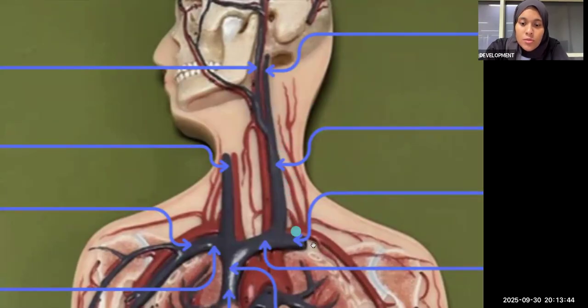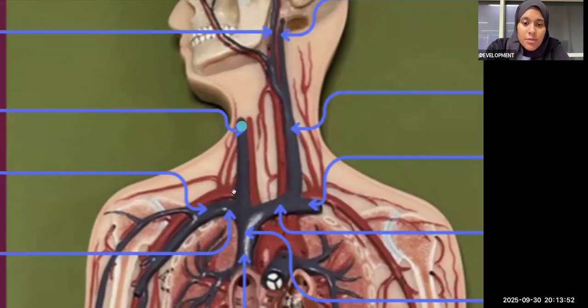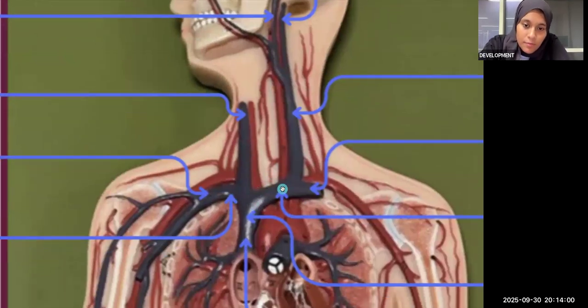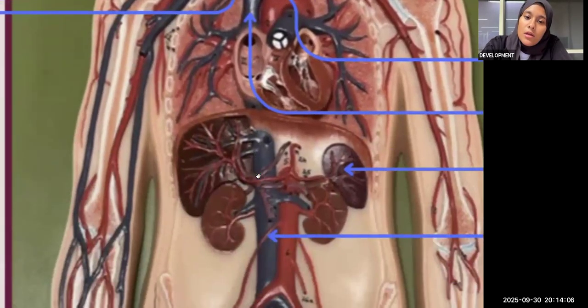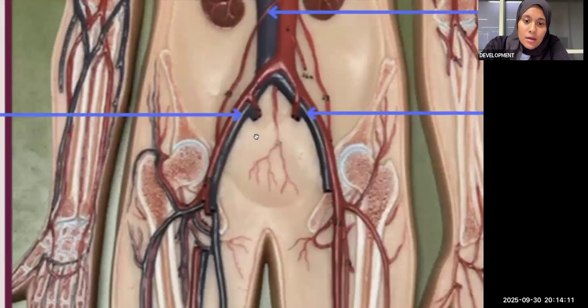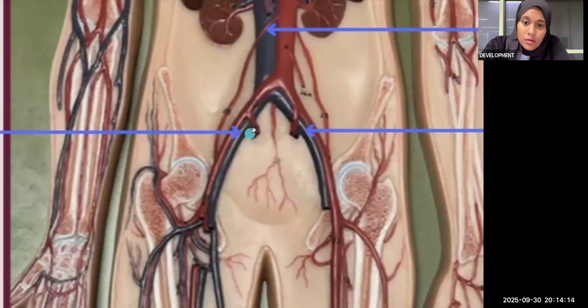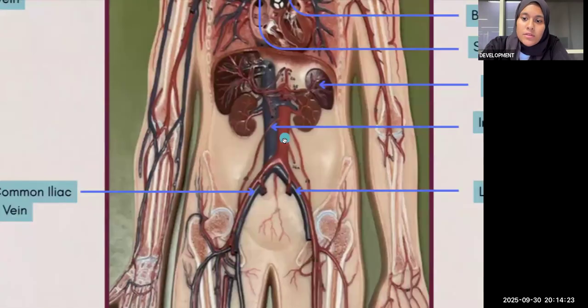The left jugular vein joins with the left subclavian vein to become the left brachiocephalic vein. And then the same thing happens here: right jugular with the right subclavian to become the right brachiocephalic vein. So you see how small it is compared to the left one? And then they both join together to become the SVC, superior vena cava. And then you go down, here's your IVC, your inferior vena cava. Same exact thing: internal iliac joins with external iliac to become common iliac, and then common iliacs on both sides join together to become the IVC.